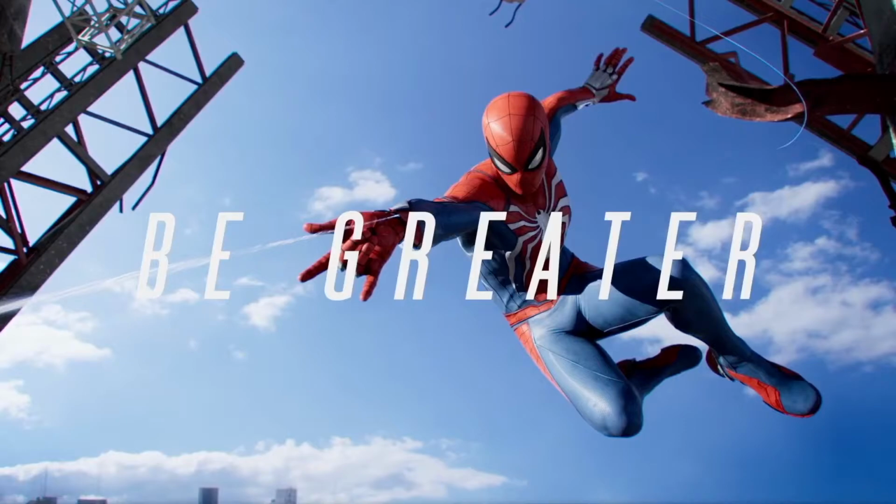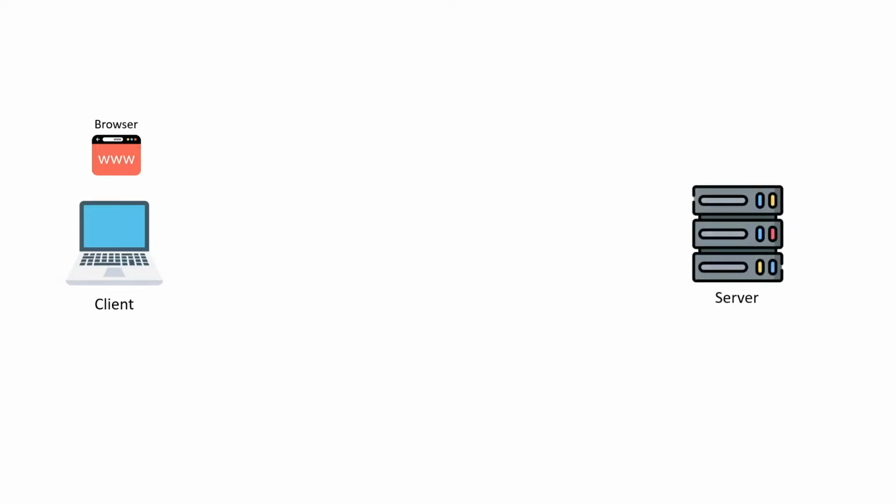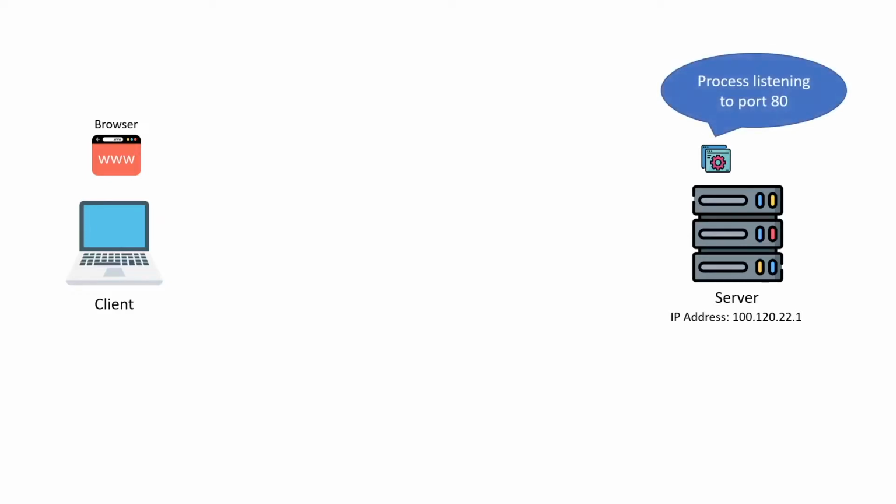So let's get started. First of all, we have a client machine, which is actually the user, and it will be running a client process, which can be a browser or any other process that can make an HTTP request. Then you have a server. Imagine the server has a public IP address 100.120.22.1. Then it will be running a process that is actually the server process, which will be listening to a port, for example, the port 80. In case of HTTP, it is by default port 80, or it can be any other port that you have explicitly mentioned in the server settings.